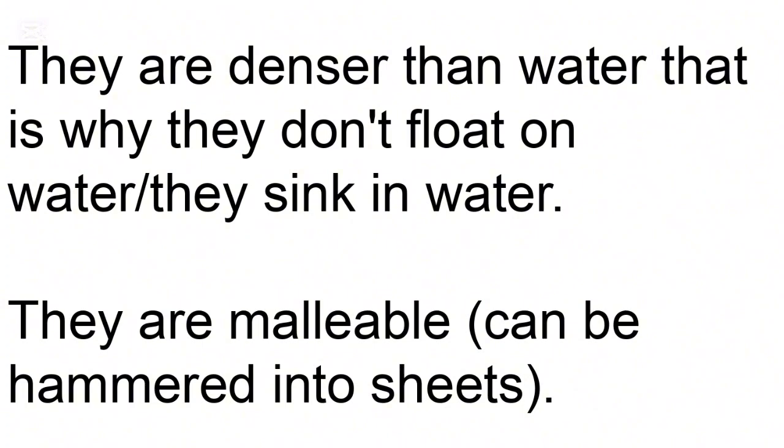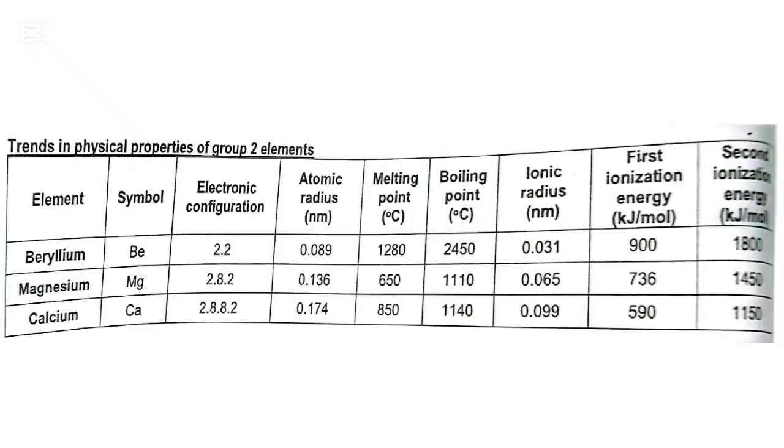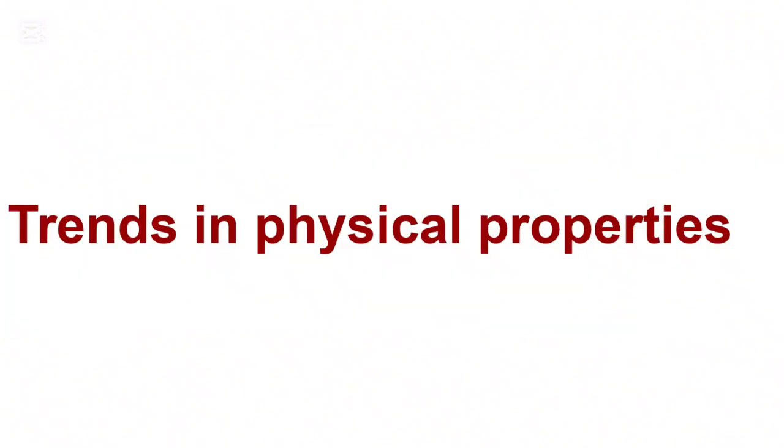They are malleable, which means they can be hammered into sheets. They are ductile, which means they can be drawn into wires. Most metals can be drawn into wires, and that is the property we call ductility. So they are ductile. Let us look at the trends in physical properties.